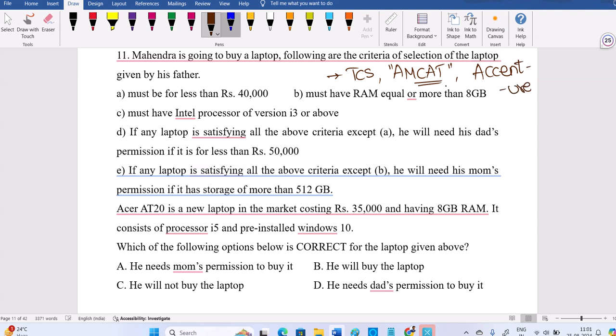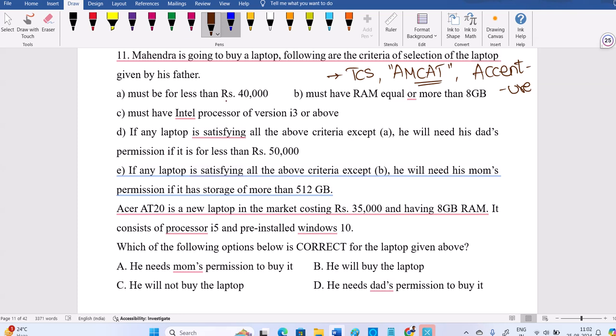Decision making, or else we can call it eligibility criteria. So let's see what is your decision. They gave this data. Mahindra is going to buy a laptop. You need to follow this criteria for selection of the laptop given by his father. It must be less than 40,000. It must have RAM equal or more than 8 GB. It should be an Intel processor of version i3 or above.